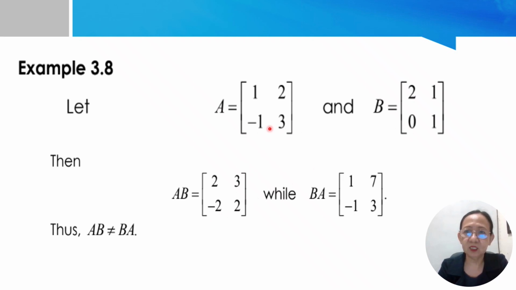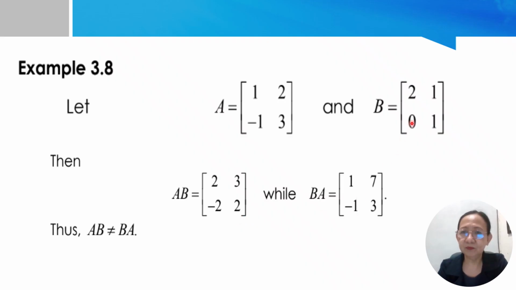And lastly, negative 1 times 1 is negative 1, then 3 plus negative 1, that is now 2. So, therefore, the product AB is 2, 3, negative 2, 2 as the entries.